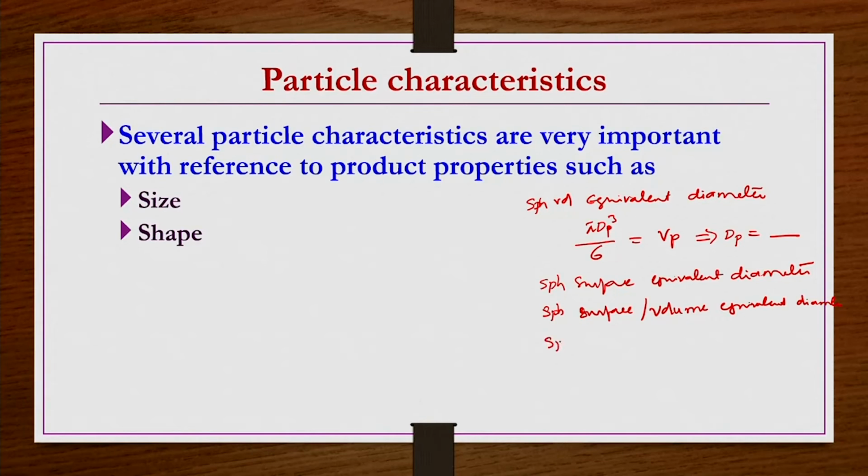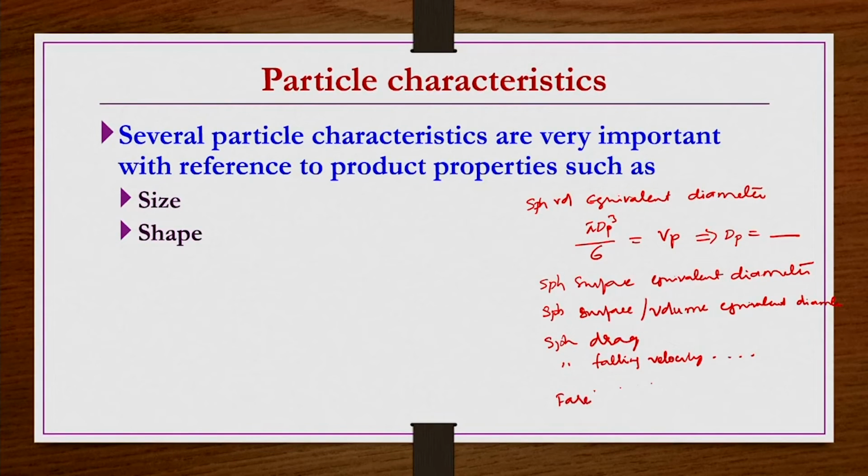Likewise, we also had the sphere drag equivalent diameter, and similarly the sphere falling velocity equivalent diameter. Like this, we have seen several types of equivalent diameters in order to represent the size of the particle, right. We have also seen the statistical measurements of the irregular particles, like Feret's dimension and then Martin's dimension, etc. Those statistical measurements have also been seen.